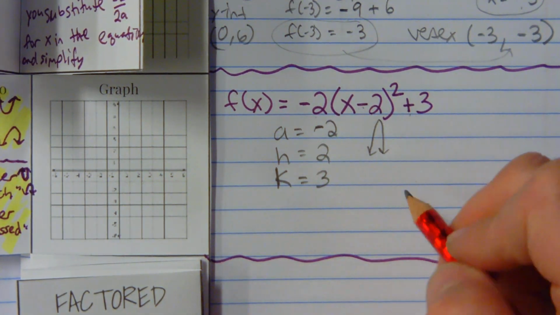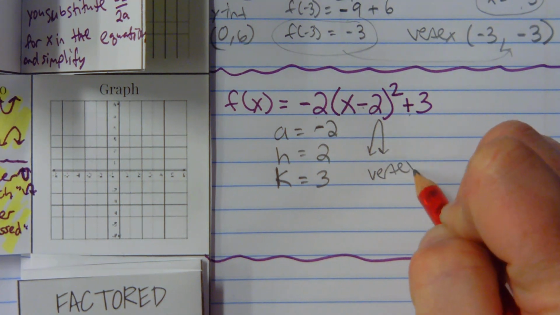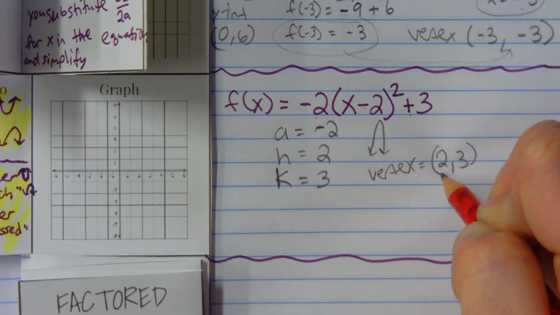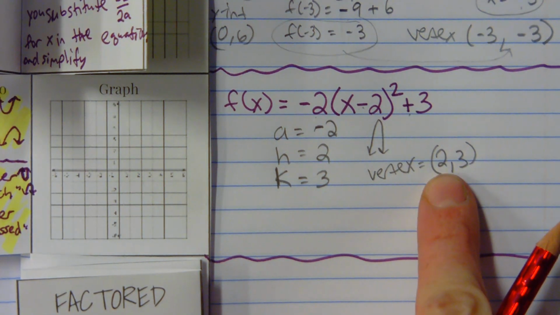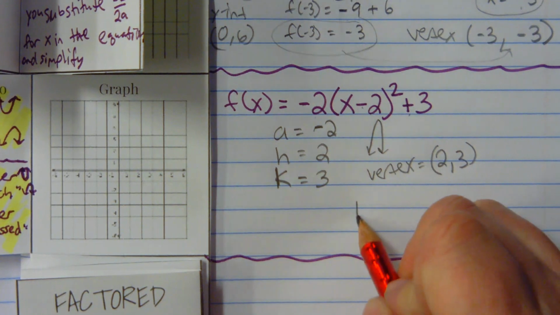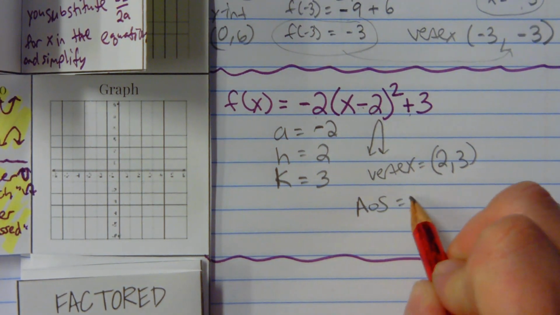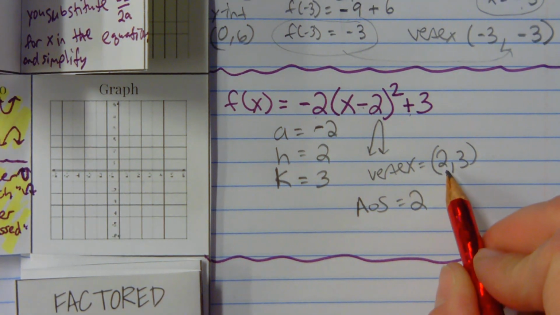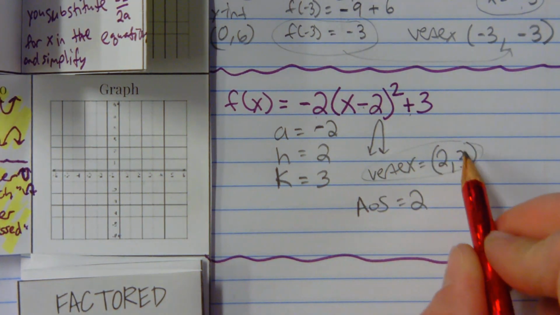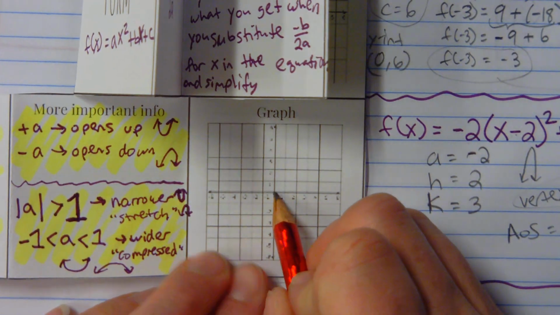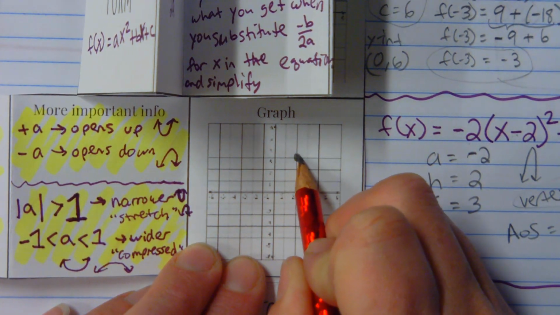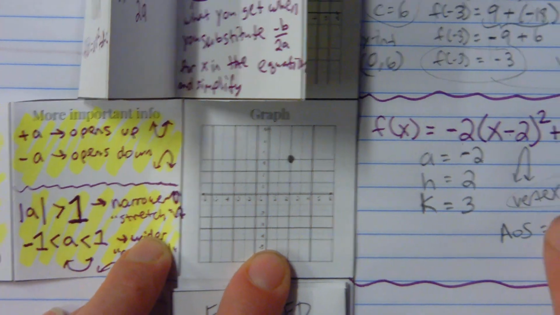And h, k is my vertex. So I'm going to put my vertex equals h, k, so 2, 3. So I already know my vertex, which means my axis of symmetry is just going to be 2. So I can put my axis of symmetry is 2. And now I'm going to start graphing. So I'm going to go to my vertex first. So my vertex, this is my origin, over 2, up 3. That's my vertex. And I know it's going to go down.